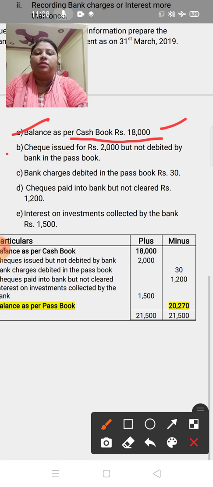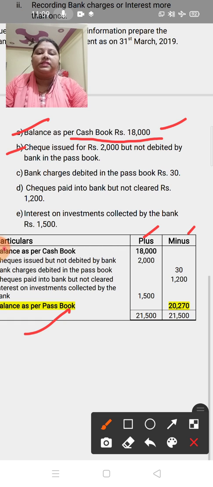Now, check issued for rupees 2,000 but not debited by bank in the passbook. Now see what you have to do. Generally in BRS, in bank reconciliation statement, you have to add or subtract the amount. So you have to make the format also in plus and minus. See, this is the format as I have made, with plus and minus columns. But for this, first you have to classify which transactions you have to add and which you have to subtract.